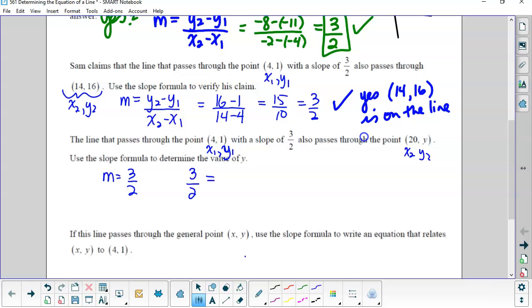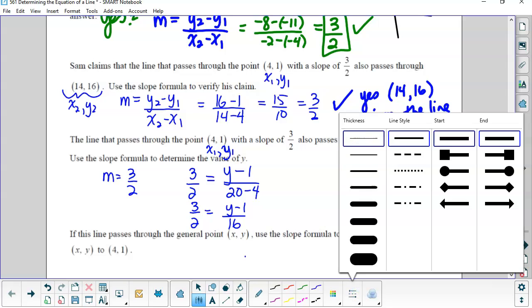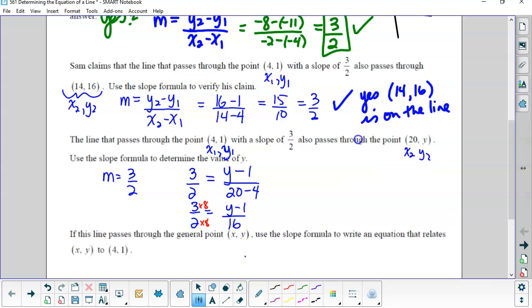So now 3 over 2, we know our slope, equals y2, which is actually just y since I'm finding the coordinates, minus y1 over x2 minus x1. I'm going to simplify that denominator a little bit. You can multiply through by 16, thinking back to junior high math. 2 times 8 is 16, so the same to top and bottom. That means that 24 equals y minus 1, so y equals 25. So the point would be (20, 25).